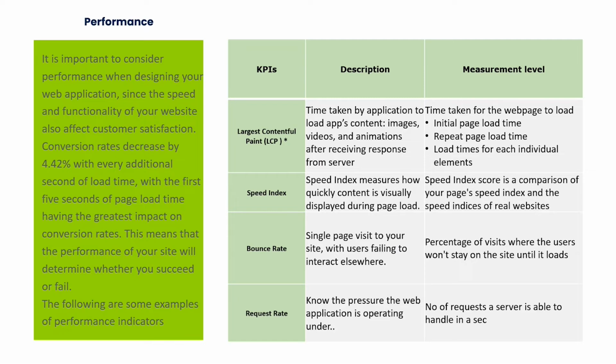How much time your images, videos or animations are taking to respond. These are some of the parameters, but there are more parameters to check the performance. Speed index measures how quickly the content is visually getting loaded, and bounce rate is very important: every single page visit to your site where the user fails to interact. So these are some of the performance criteria. There are more performance criteria which need to be checked for an application.